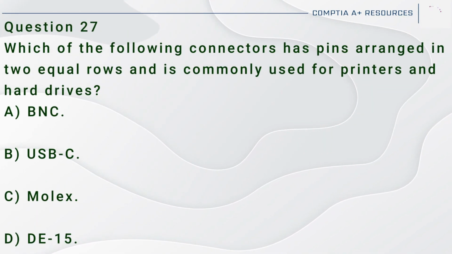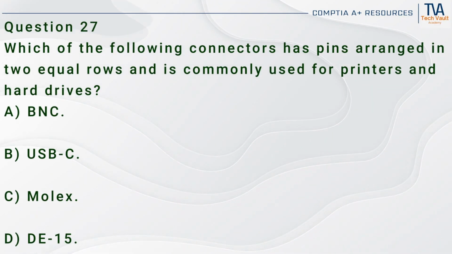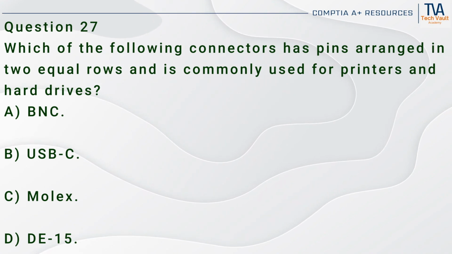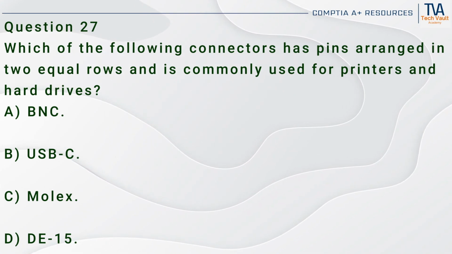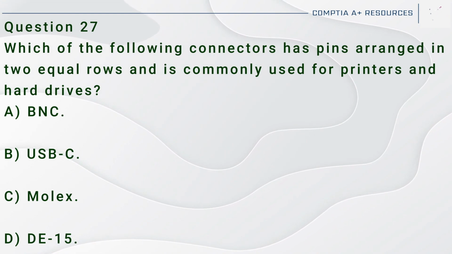Question 27. Which of the following connectors has pins arranged in 2 equal rows and is commonly used for printers and hard drives? A, BNC. B, USB-C. C, Molex. D, D15.